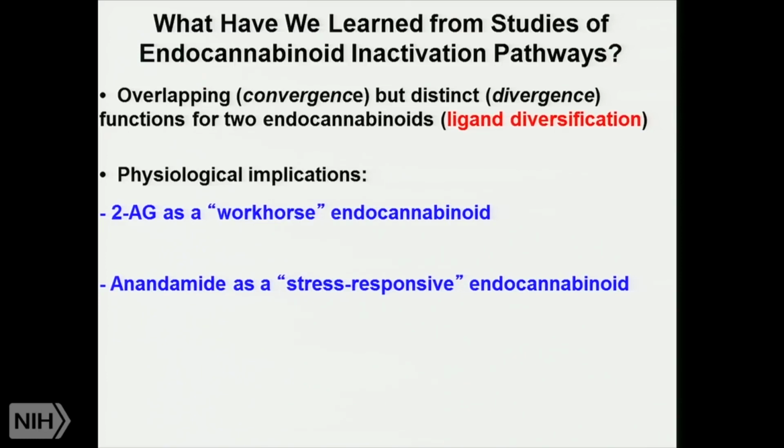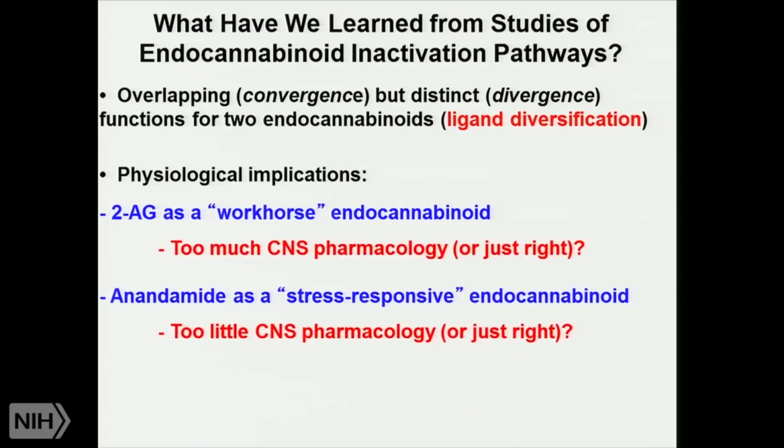Then from a translational perspective, which I think Daniele may touch on in a bit more detail, you can ask these questions. So does that mean that by elevating 2-AG through blocking its degradation, is that too much CNS pharmacology, or is that just right? On the other hand, if you elevate anandamide, is that too little CNS pharmacology, or just right? And these are the questions I think we're still grappling with in the field.